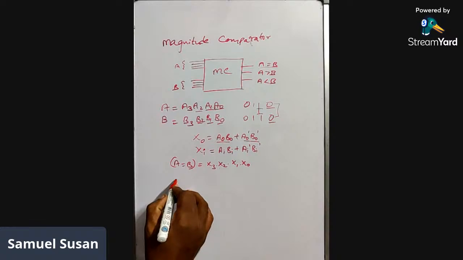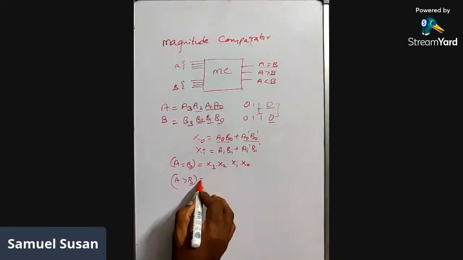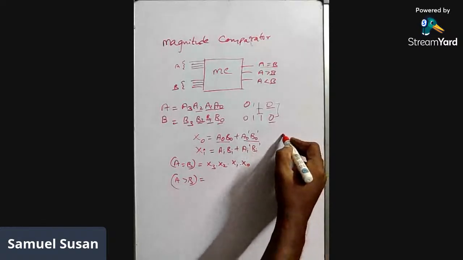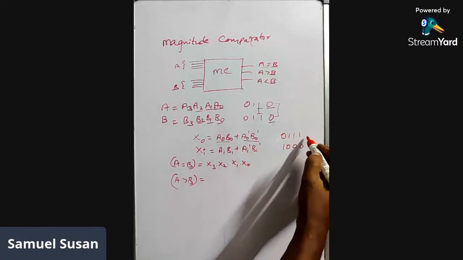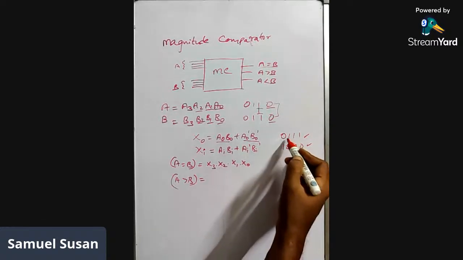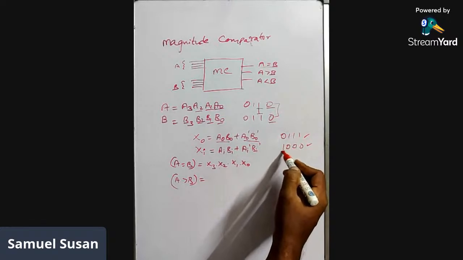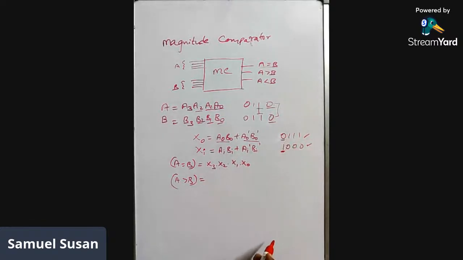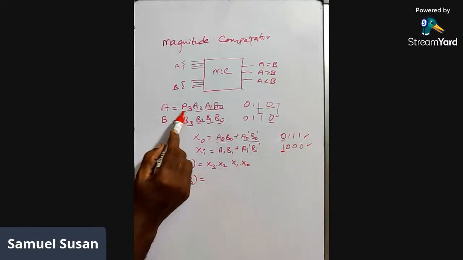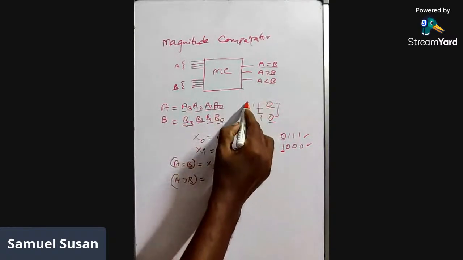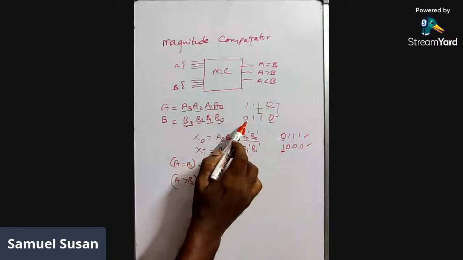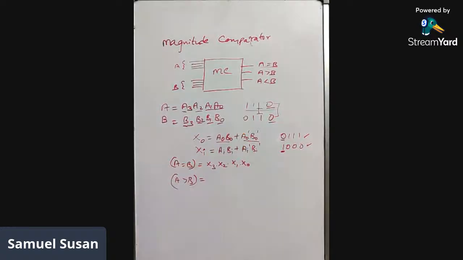And A greater than B. How can you tell that A is greater than B? Very simple. For example, in binary numbers, if this is 0, 1, 1, 1 and this is 1, 0, 0, 0, we already know this is 7 and this is 8. Even though this has three ones, this is less than the other, because in the MSB we have 1 here and we have a 0 here. So similarly, if A3 is 1 and B3 is 0, you can simply tell that A is greater, because the magnitude of 1 is higher, as that is 2 power 3.